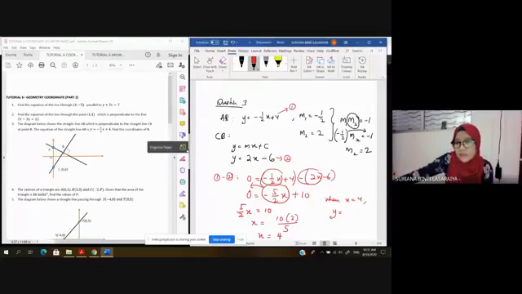So when x equals 4, what is your y? You just substitute into equation 1 or equation 2, whichever is easier for you. Let's say I'm using equation number 1. So -1/2 times 4 plus 4, I will get 2. So the coordinates of B are (4, 2). Okay?